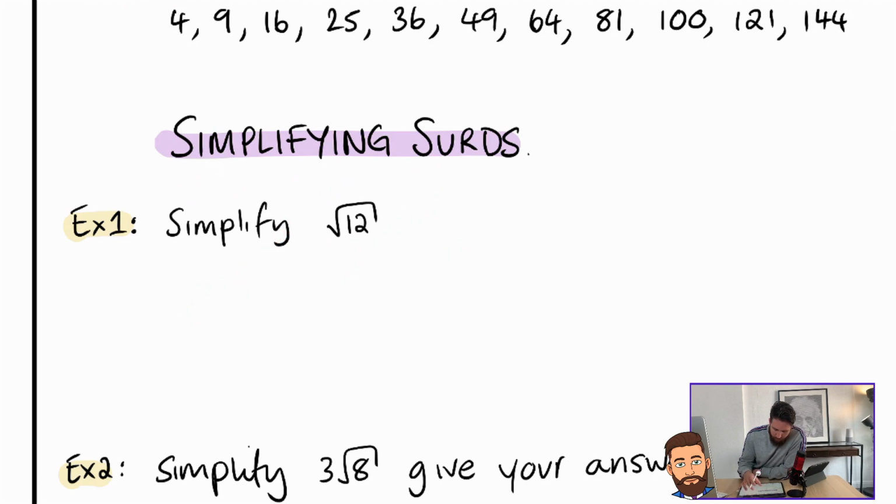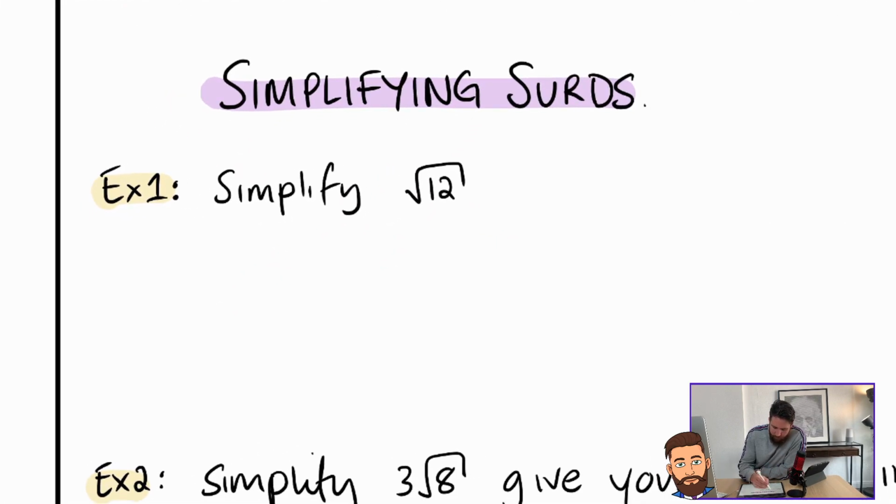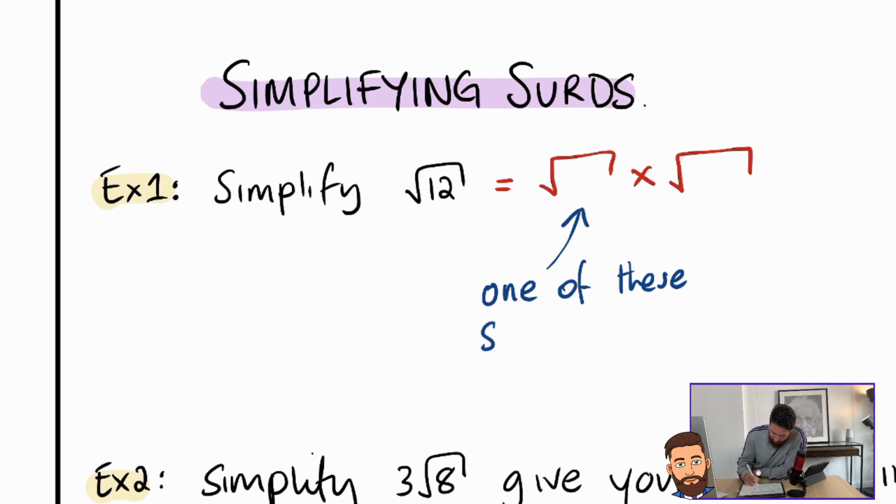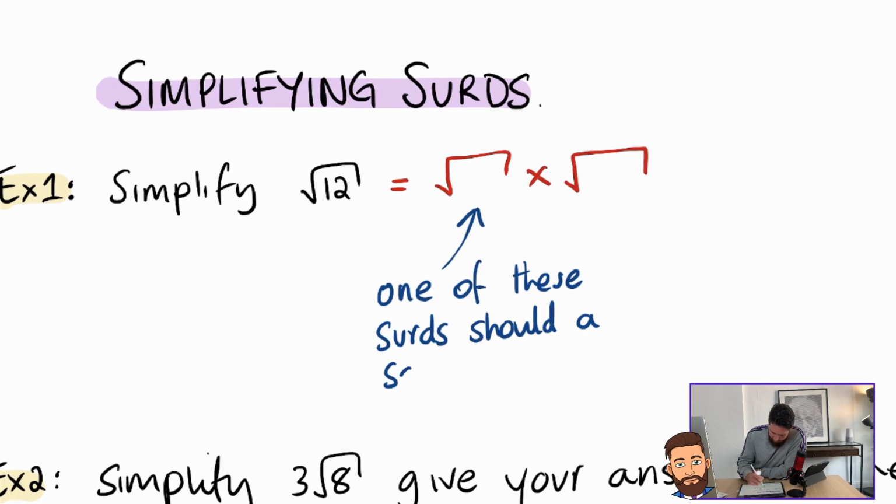So for example, if I am looking at simplifying root 12, the exam tip I would give you is, we know we're going to split it into 2 surds. So always write out 2 blank surds ready to be filled in. The trick to simplifying, and you really should add this note, is one of these surds should be a square number. And that is the key to these questions. And that is why it's so important that you should know your square numbers.